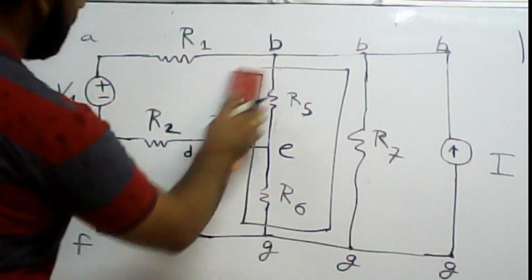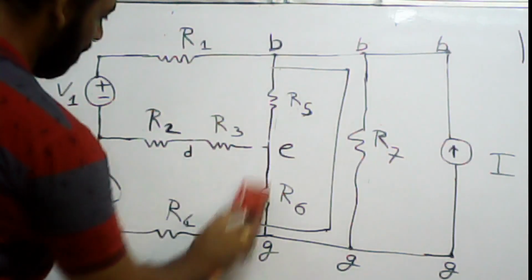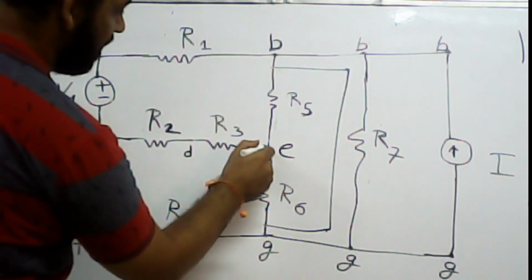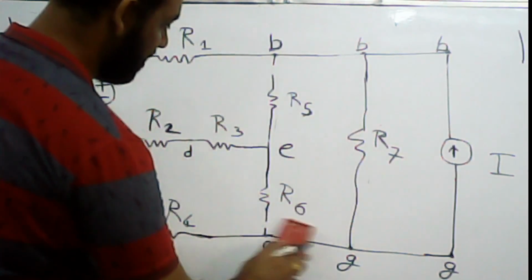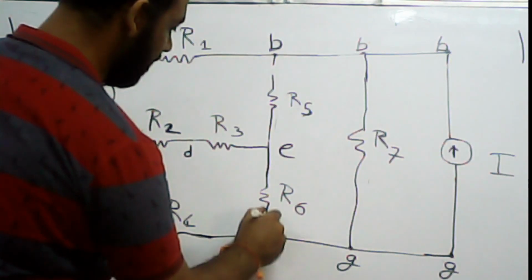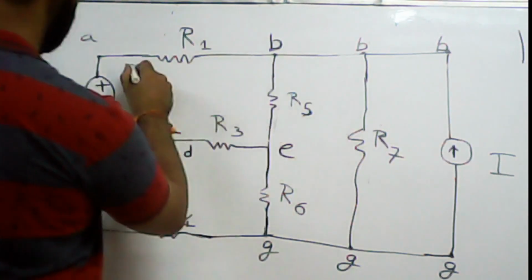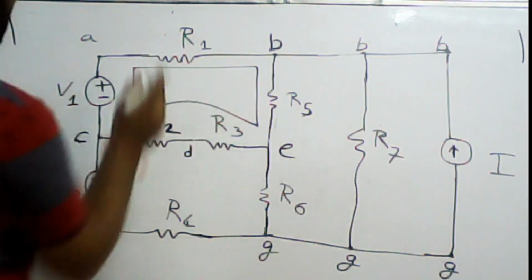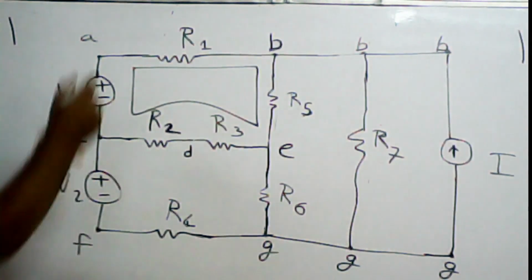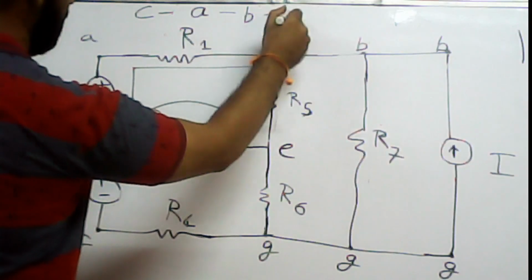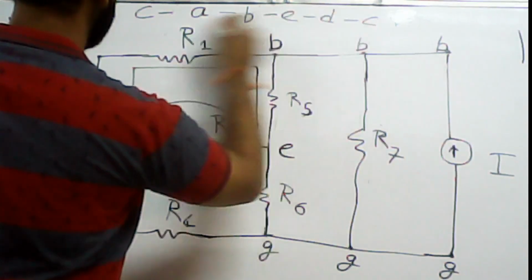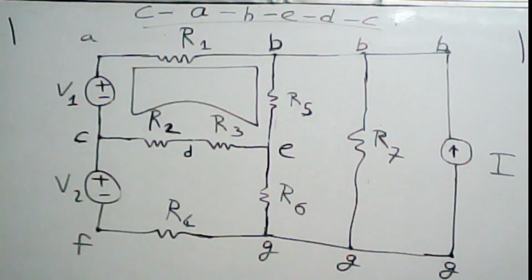Then comes what is a mesh and what is the difference between a mesh and a loop. A mesh is the smallest loop. It cannot contain any other loop within it. A mesh is the smallest loop. It cannot contain any other loop within it. For example, this is a loop. This is a loop also, this is a mesh also. What is the naming of this? C, A, B, E, D, C. This is a mesh. This is a loop also, but we call it a mesh also.